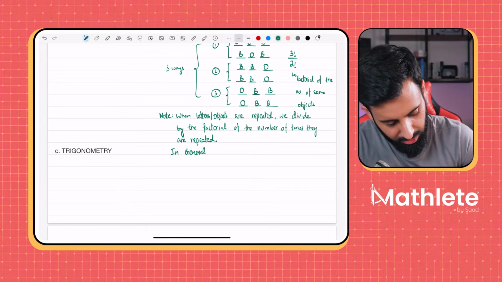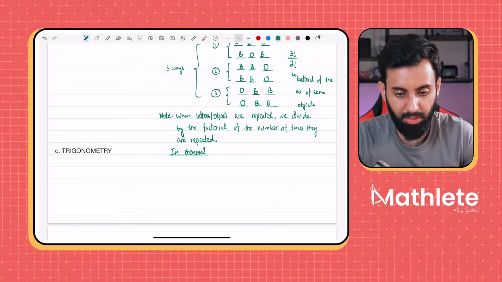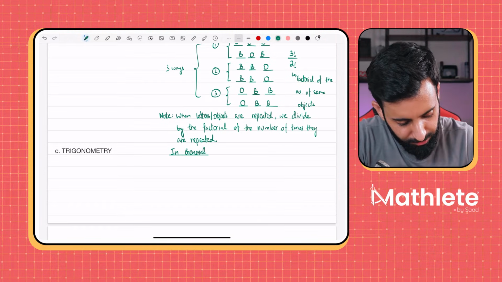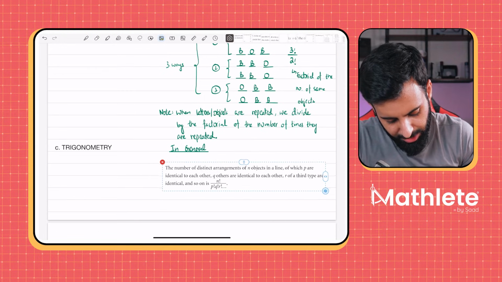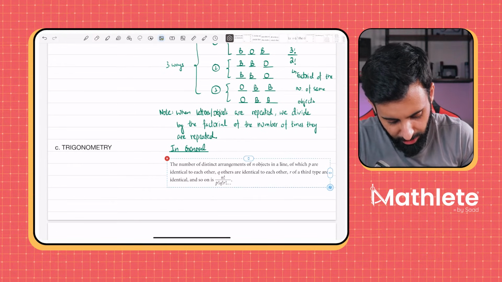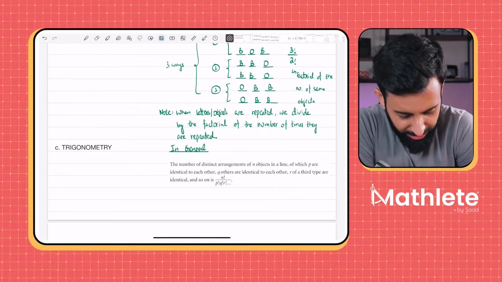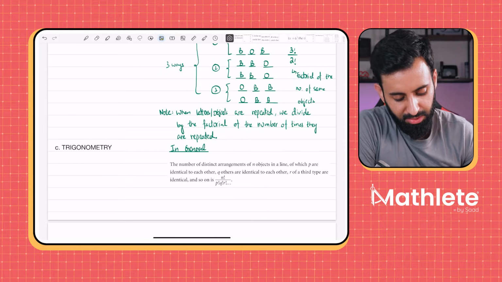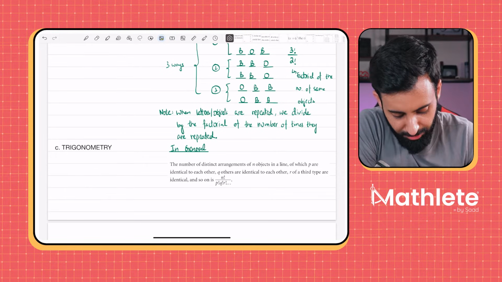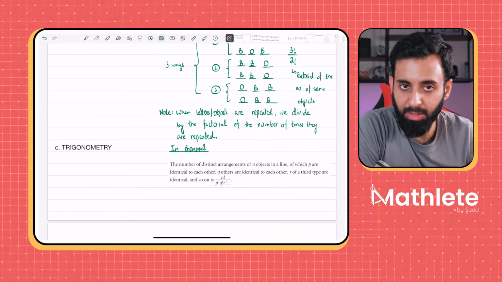Now I'd like to show you the general way of doing this. Let's generalize this, and for that we can write down the official definition. It says the number of distinct arrangements of n objects in a line, of which p are identical to each other, q are identical to each other, and r of a third type are identical to each other, is n factorial divided by p factorial into q factorial into r factorial.